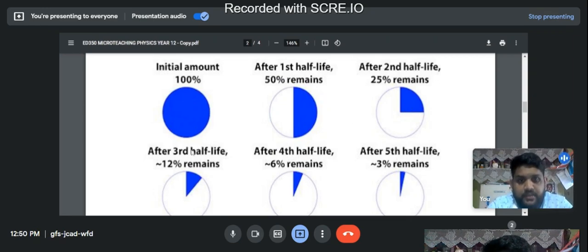The third half-life is half of 25, which will be 12.5. I've given 12 here so that my other values are all rounded off. Okay, let's take 12%. Now half of 12 is 6%, and that will be after 4 half-lives, and so forth.